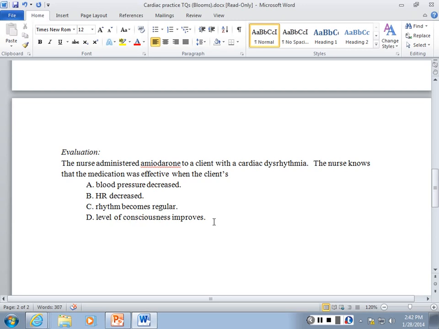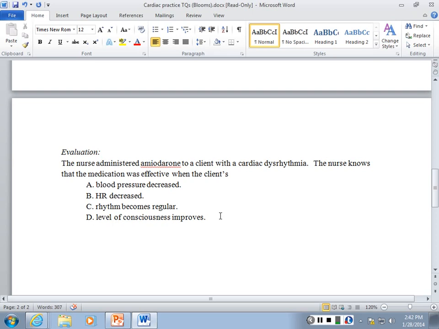This isn't an extremely lengthy question, right? You have to know a few things to answer it. The number one thing that you need to know about this question is what is amiodarone? What does it do, how does it work, and what is it used for? And we're giving it to a patient with some sort of irregular or abnormal rhythm.